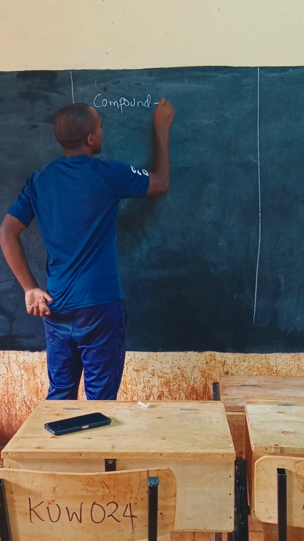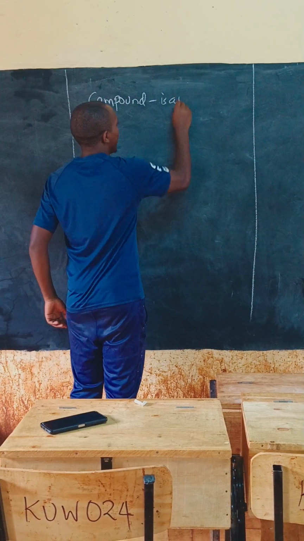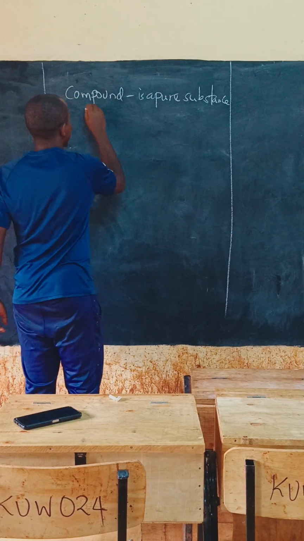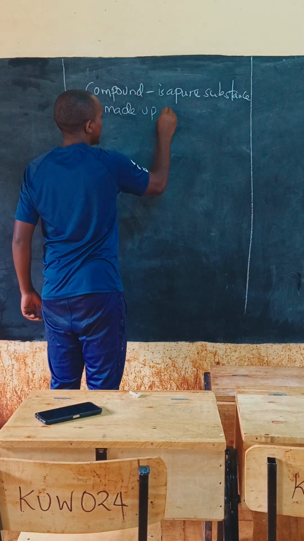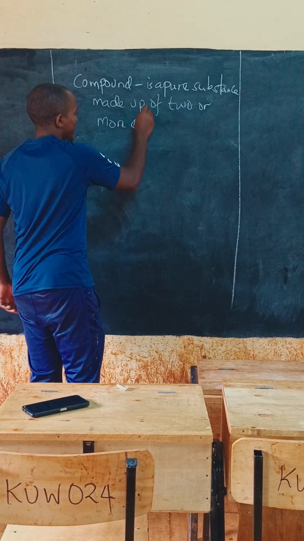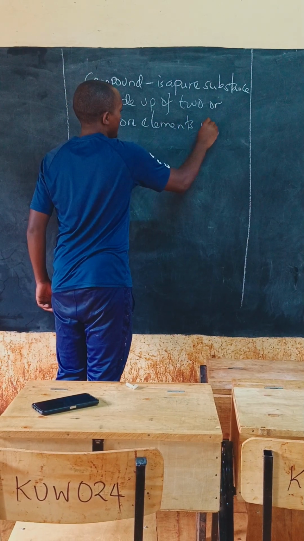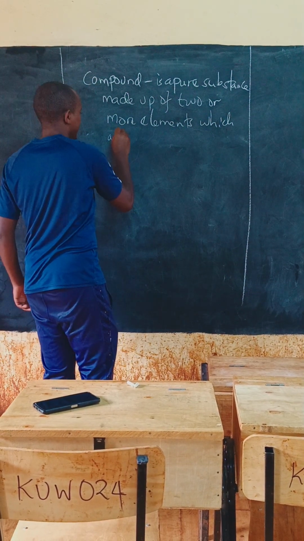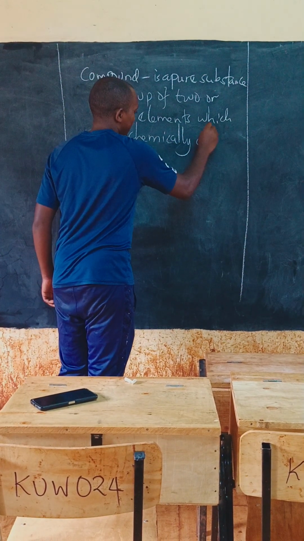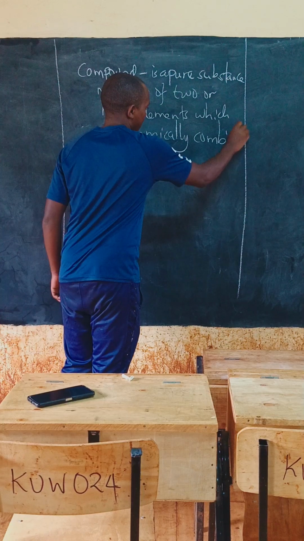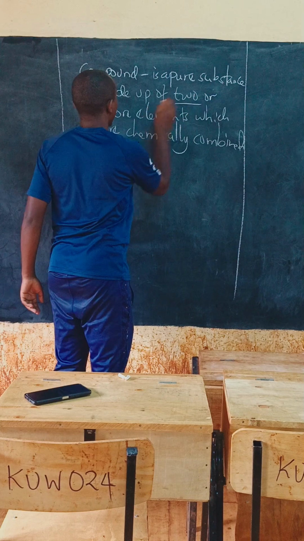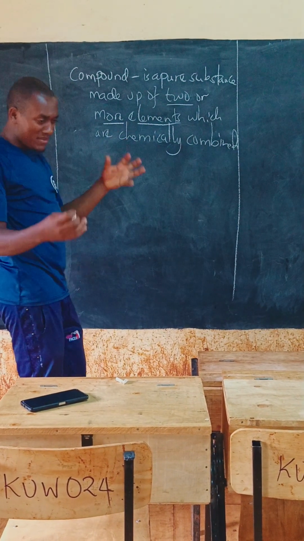What is a compound? A compound is a pure substance made up of two or more elements which are chemically combined. So what's a compound? It's a pure substance made up of two or more elements which are chemically combined.